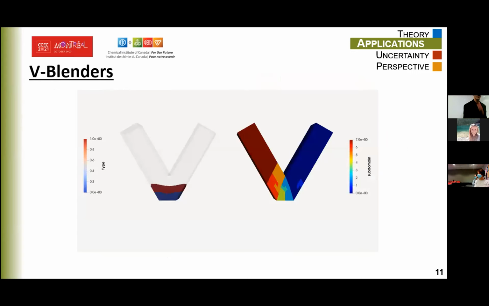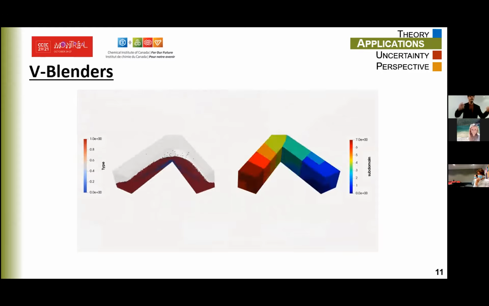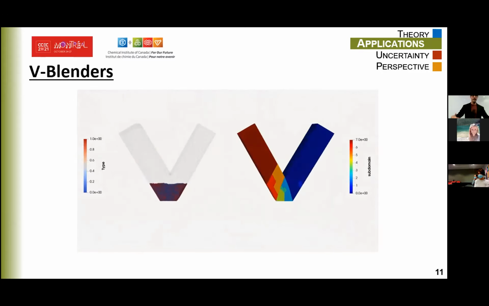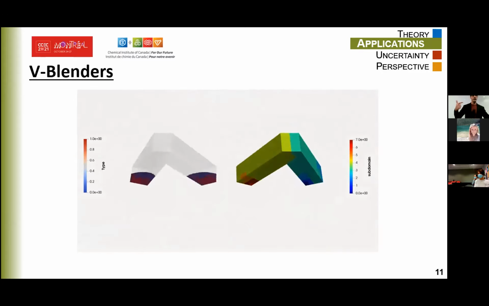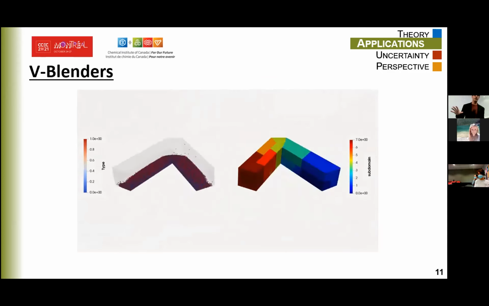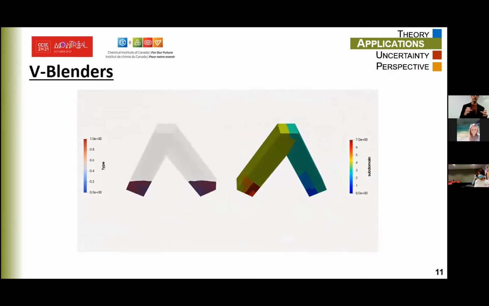We can also use DEM in the pharmaceutical industry. At the left, what you will see is a V-blender. A V-blender is a unit operation often used to blend powder. You see at the left, we have the red powder and the blue powder. This is just used to see the dynamics of the mixing between the two powders. And as the V-blender is rotating along its axis, we see that the red and the blue powder are being mixed. What you see at the right is how the processors are moving as the particles are moving to ensure that there is efficient parallel computing in this case.